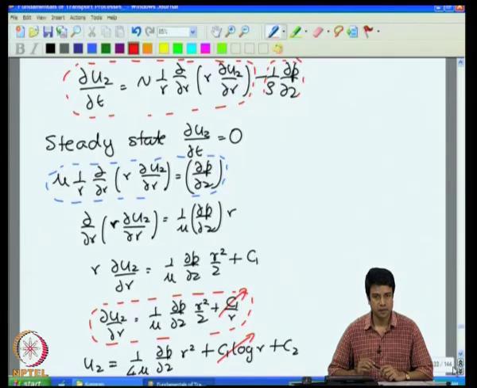And there is also a pressure gradient in the radial direction. The radial velocity is identically equal to 0, and therefore the pressure gradient, the variation of pressure in the radial direction, has to be equal to 0.